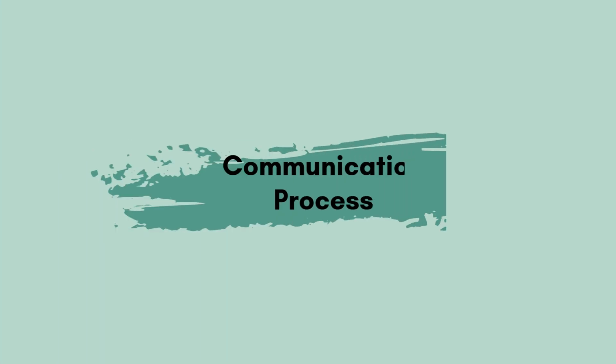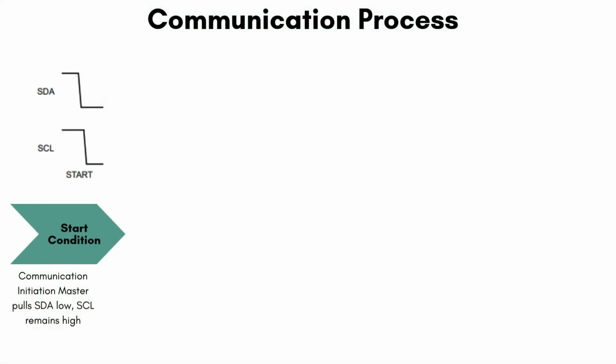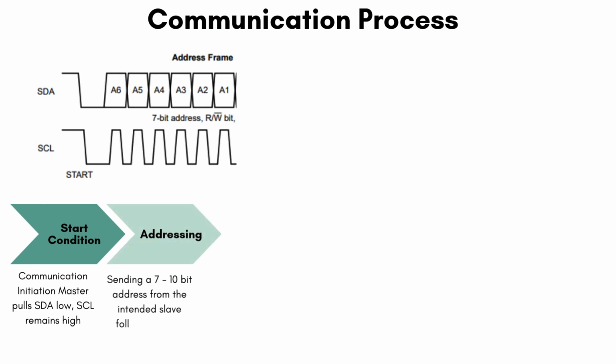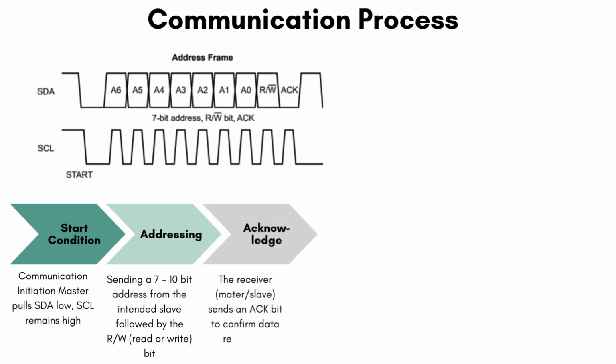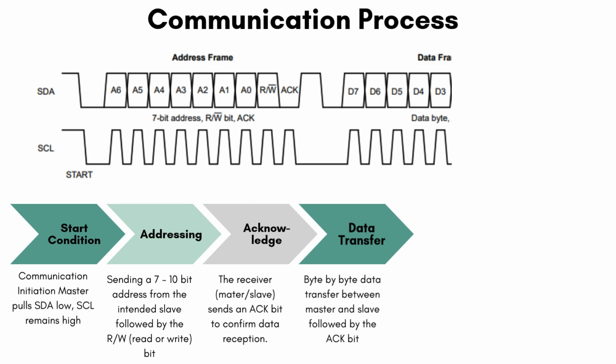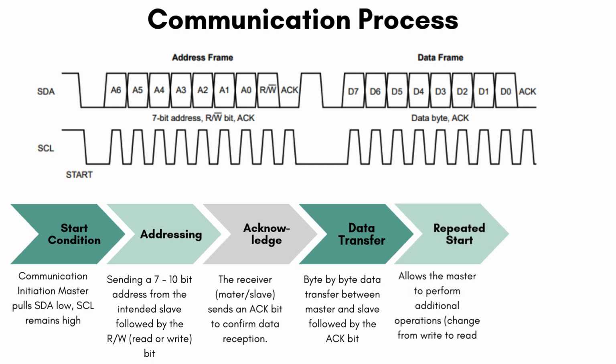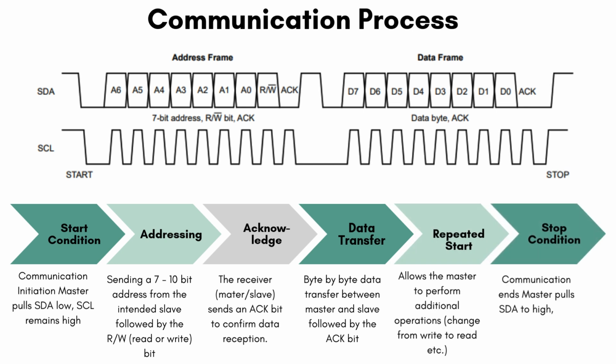In this communication process, here is a simple explanation. First, the start condition: the master device initiates communication. Then addressing: the master sends the address of the slave device it wants to talk to. Third, the slave device acknowledges by sending a confirmation signal. Then data transfer, where the master and slave exchange data. Next is the stop condition, where the master ends the communication.